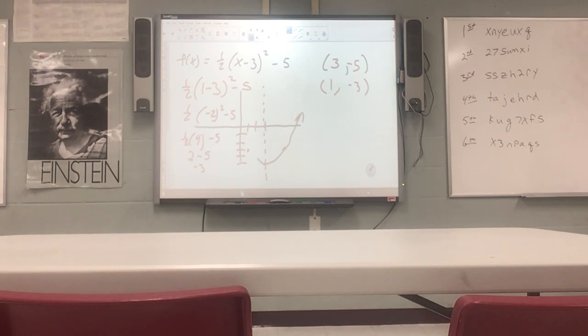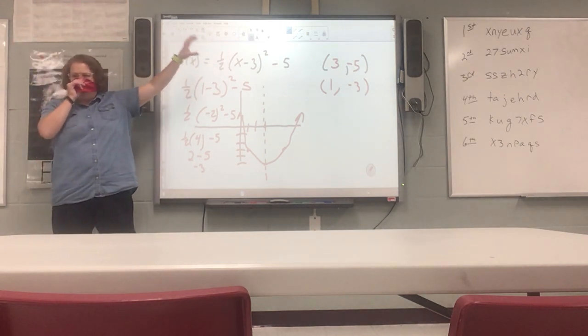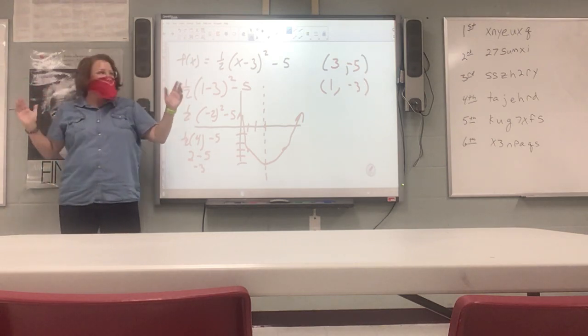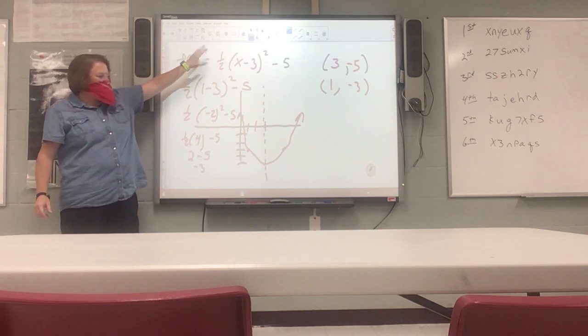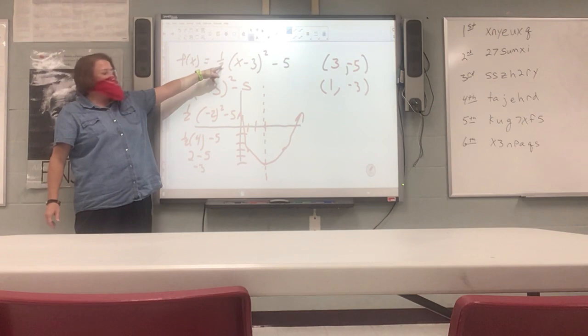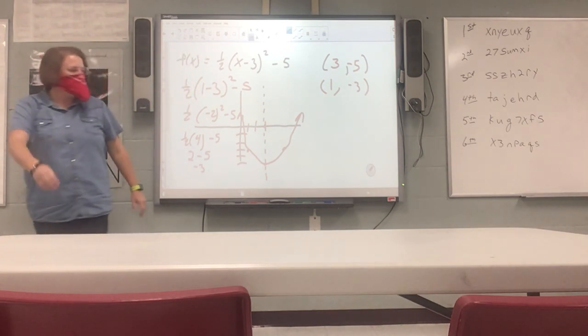Have you noticed yet, and I think we talked about it one day last week, what makes them be fatter or skinnier? If I remember, isn't it the X? I mean, no, not the X, the A. The closer our A gets to 0, the fatter our parabola gets. So when you have a fraction out here like this, less than 1, it makes it wider. But if this had been a 2 or a 4, that's when it gets more narrow, skinnier.